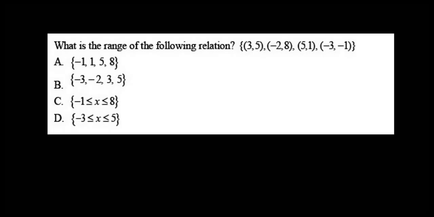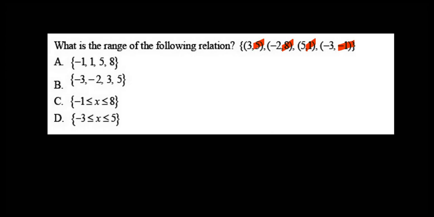Now, this question says, what is the range of the following relation? To solve this problem, first, we need to identify the second number of each pair. As you can see, the second number of the first pair is 5. The second number of the second pair is 8. The second number of the third pair is 1. And the second number of the last pair is -1.